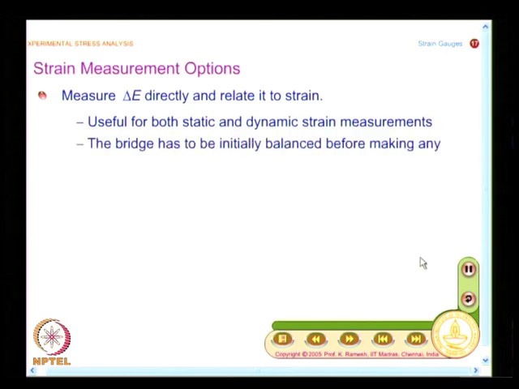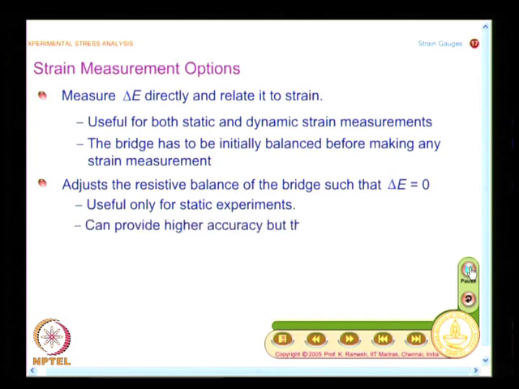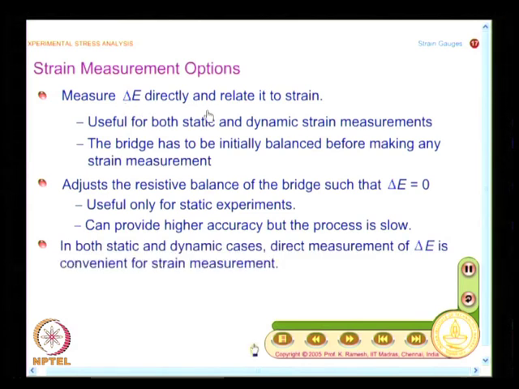Before we go into that, we look at what are the strain measurement options and then we will go and optimize the bridge. What way we can do? I can measure the change in EMF directly and relate it to strain, and this is useful for both static and dynamic strain measurements, absolutely no difficulty. But for me to do that, the bridge has to be initially balanced before making any strain measurement. So, this is very important.